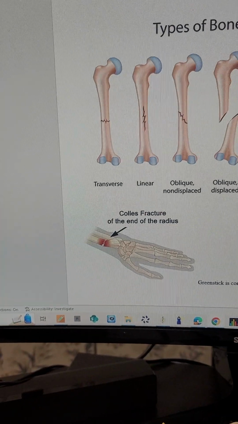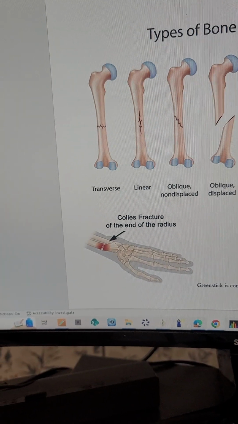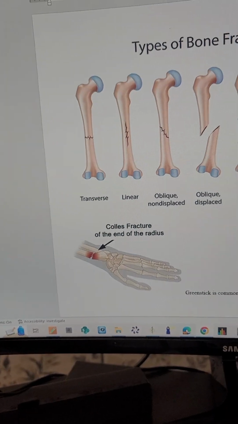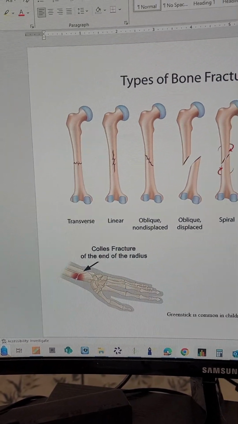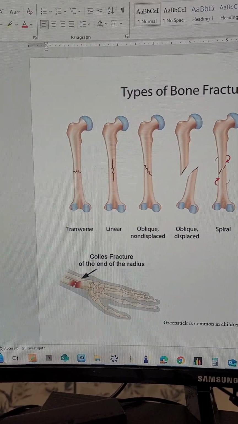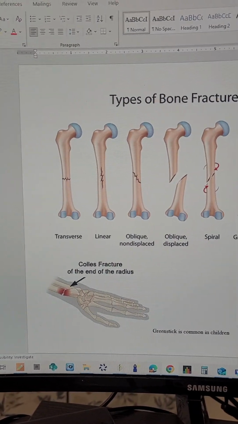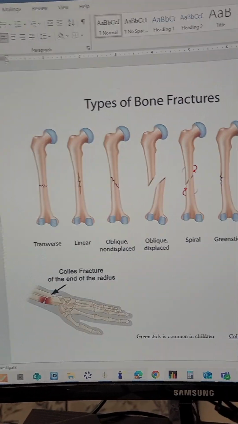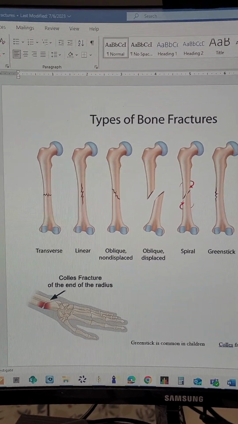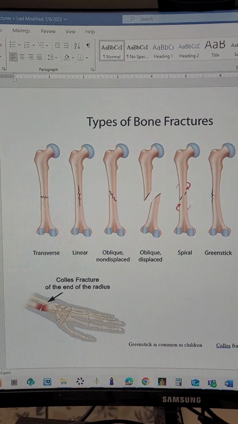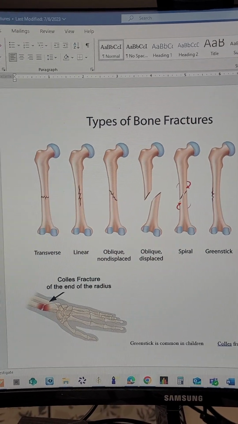Next, you see down here a fracture of the distal radius. That is called a Colles fracture, and those occur when someone tries to catch themselves during a fall, and it will fracture that portion of the wrist. There are many other fractures that you can get in catching yourself from a fall, but that's the only one we're going to talk about at this moment.